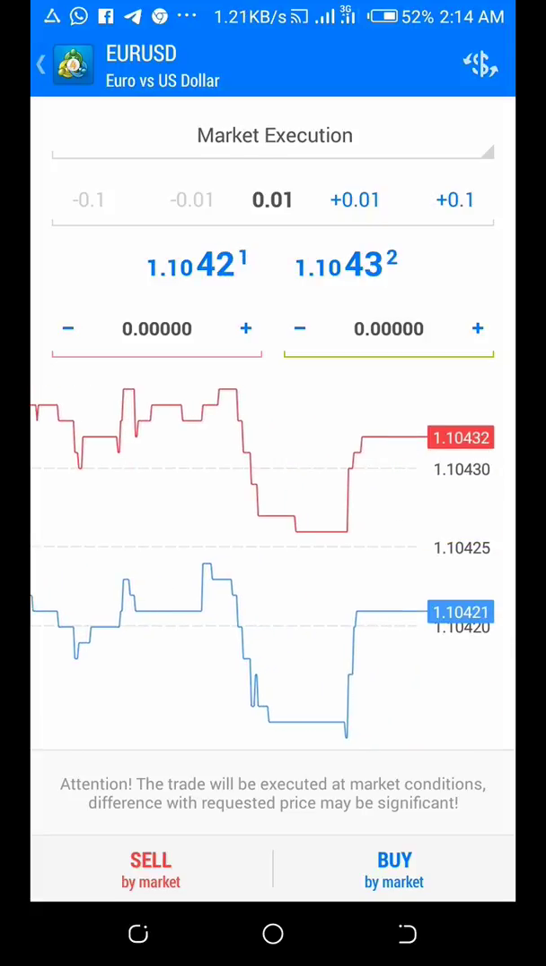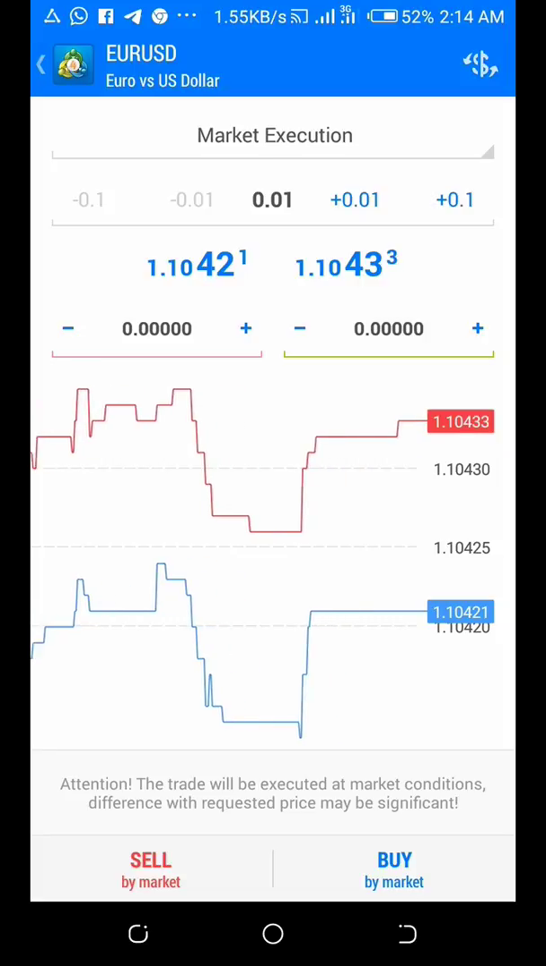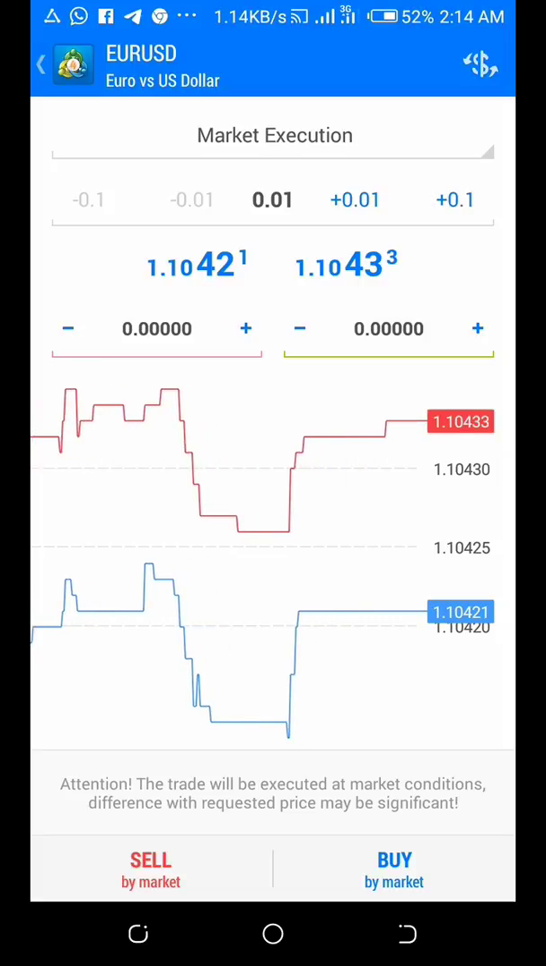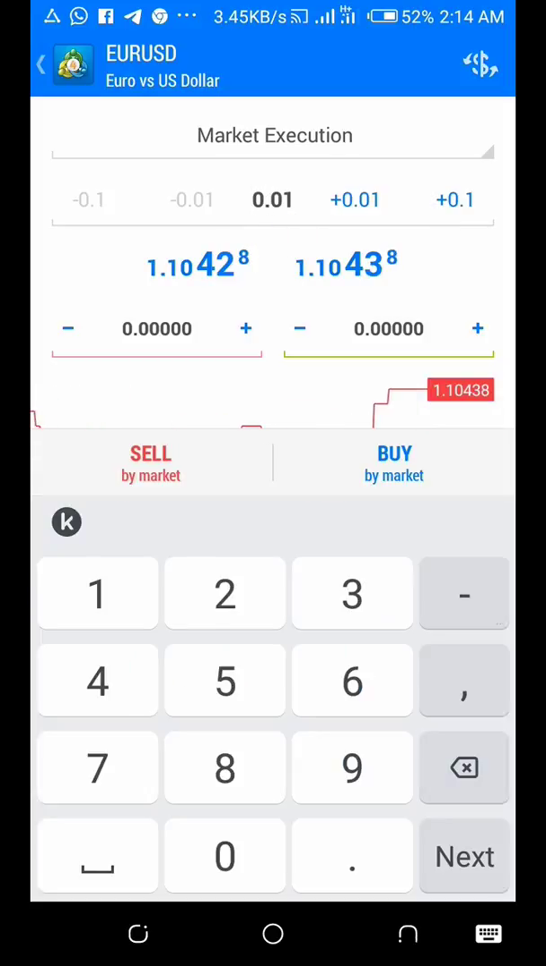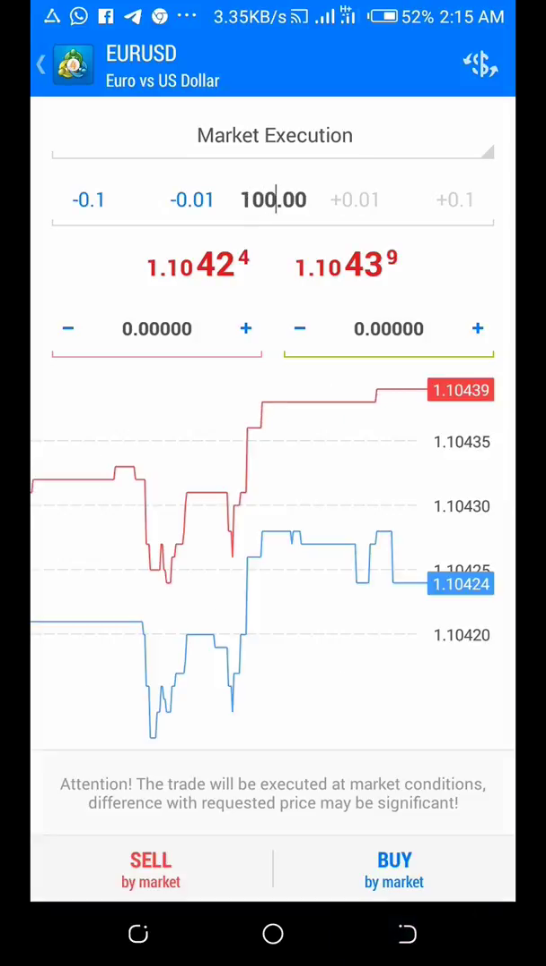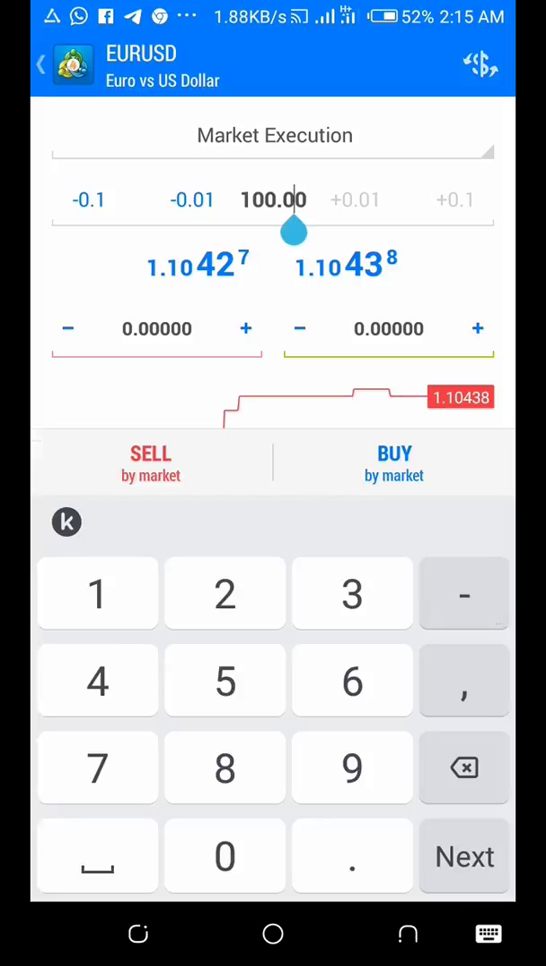Some brokers accept a maximum of 200 lot size, but with my own broker here, the highest lot size you can use is 100. We have some brokers that allow up to 200, but for my own, the highest you can use is 100. We have from 0.01 to 100.